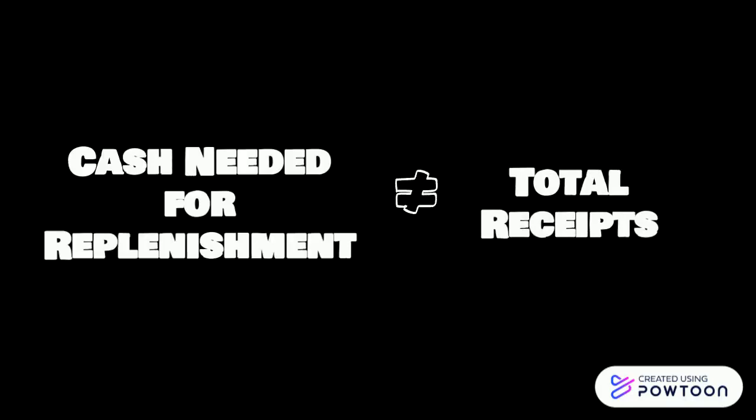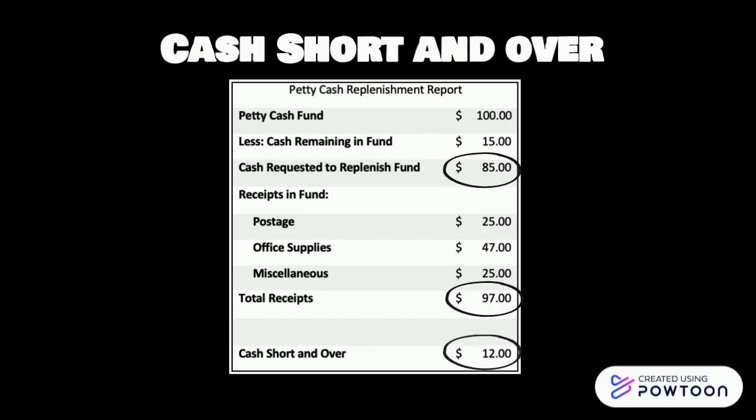However, sometimes the cash needed for replenishment will not equal the total receipts. This can be because sometimes the custodian will not obtain all the receipts or will give incorrect change, resulting in discrepancies between the cash needed for replenishment and the amount of receipts. When this occurs, the discrepancy is charged to an account called cash over and short.